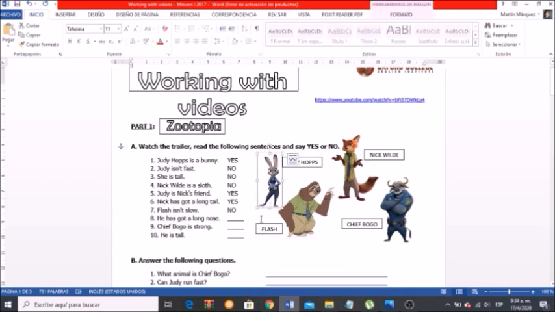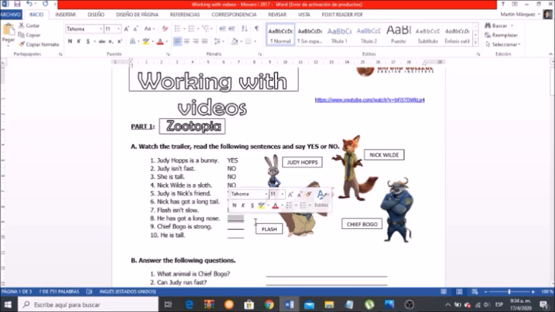Sentence number eight. He has got a long nose. And we are talking about Flash here. Porque estamos usando he, entonces nos estamos refiriendo a Flash otra vez. And what do you think? No. He hasn't got a long nose. He has got a big black nose maybe, but not a long nose. Very good.